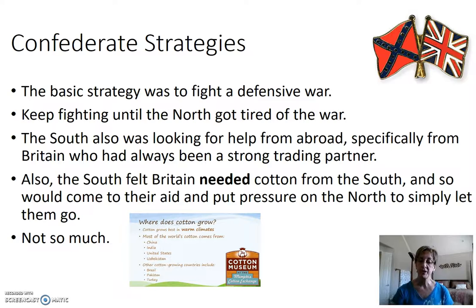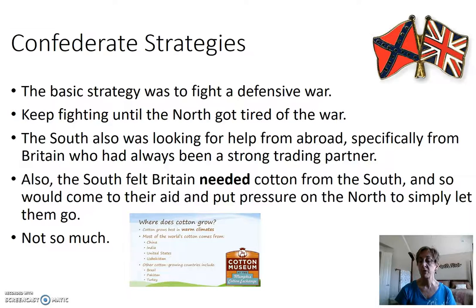All right, let's talk about some of the Confederate strategies. I mentioned them a little bit before. Fight a defensive war. They are not trying to invade the North for the most part. Lee does attempt this a couple times, but not for the most part. For the most part, the fighting is going to be had on the South, and that's on purpose. And keep fighting till the North gets tired, and look for help from England. Now, England has been the South's biggest trading partner, and they were trading for cotton, and we've talked about this for months.